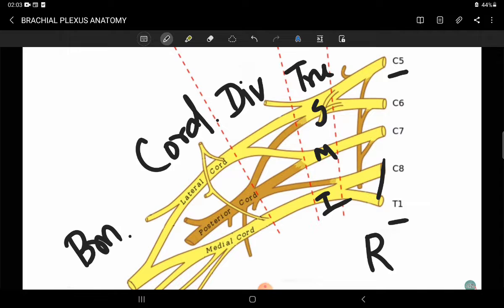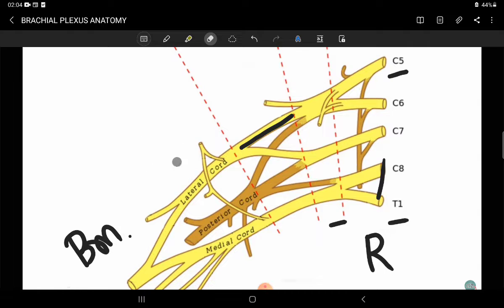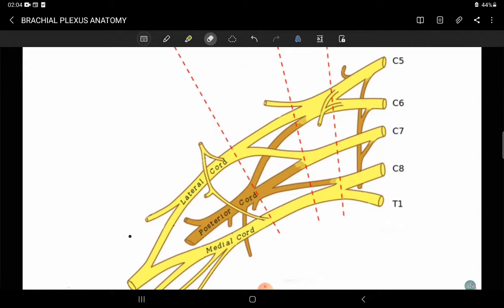So the anterior division of C5 and anterior division of C7 join to form the lateral cord, as you can see here, and the medial cord is formed by the anterior division of C8 and T1, and in case of the posterior cord, it is formed solely by the posterior division of superior, middle and inferior trunk. So it is easy to remember. So these are the general divisions of brachial plexus.